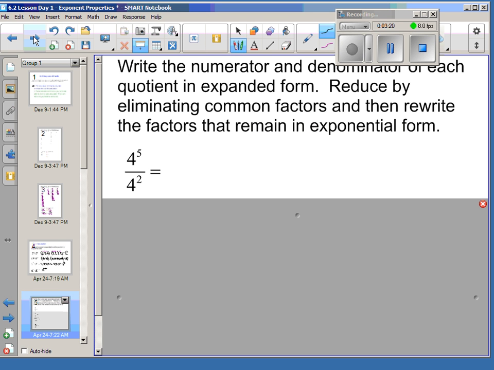We have another one here. The numerator and denominator of each quotient, I'm going to write out in expanded form, the same thing we did on that last slide. And then we're going to eliminate some of our common numbers and see what we're left with. So 4 to the fifth is 4 times itself 5 times, all over 4 squared, which is just 2 4s. I can cancel 2 4s from our numerator and denominator, and we're left with 4 to the third, so 3 4s are in the top.